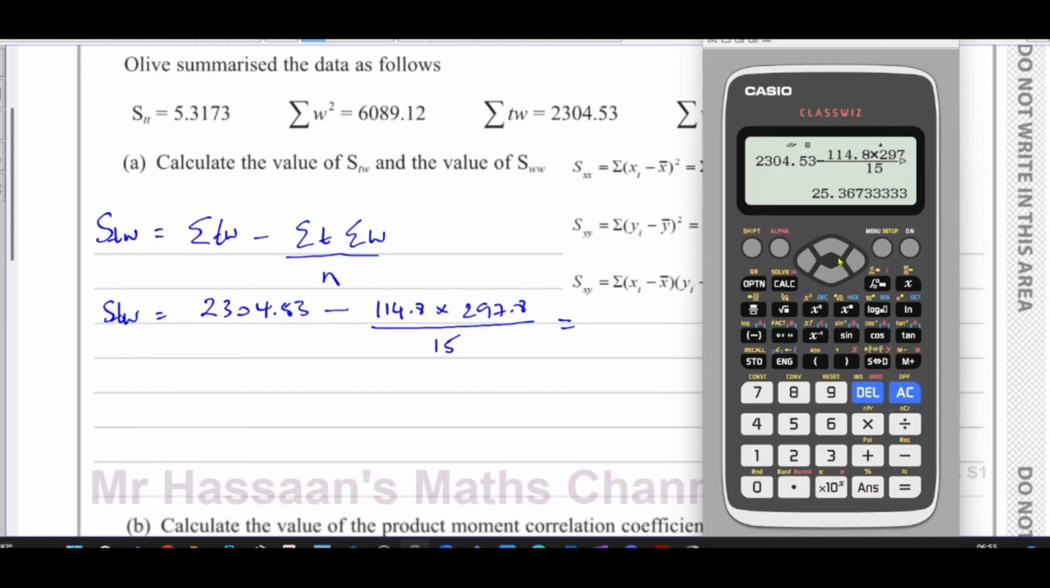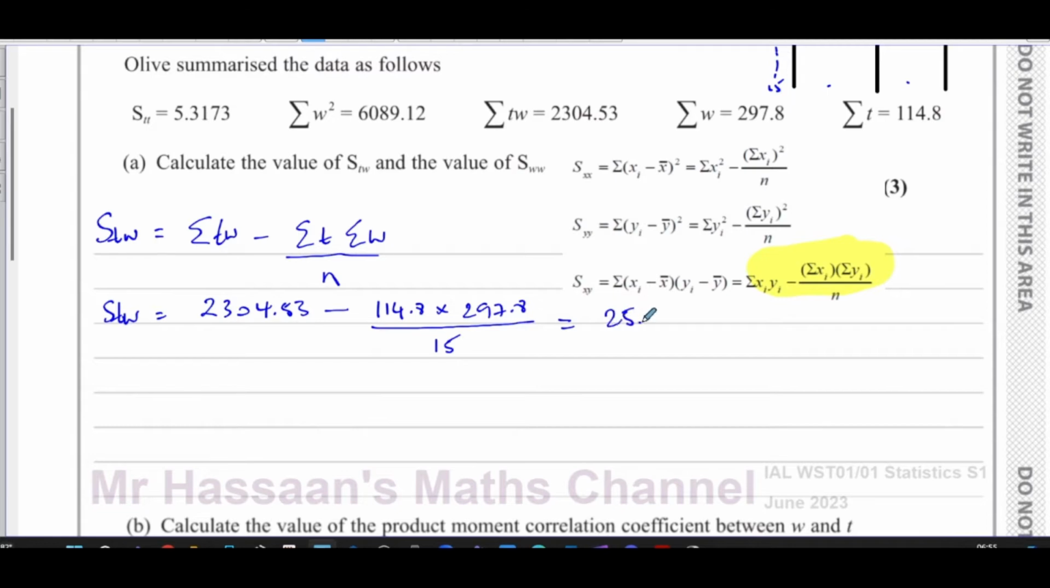Okay, so that gives you, let me just make sure I did that correct. That gives you 25.367, 25.367. Okay, so we know that that's going to be STW, therefore, to 3SF will be 25.4. Okay, that's STW, right?